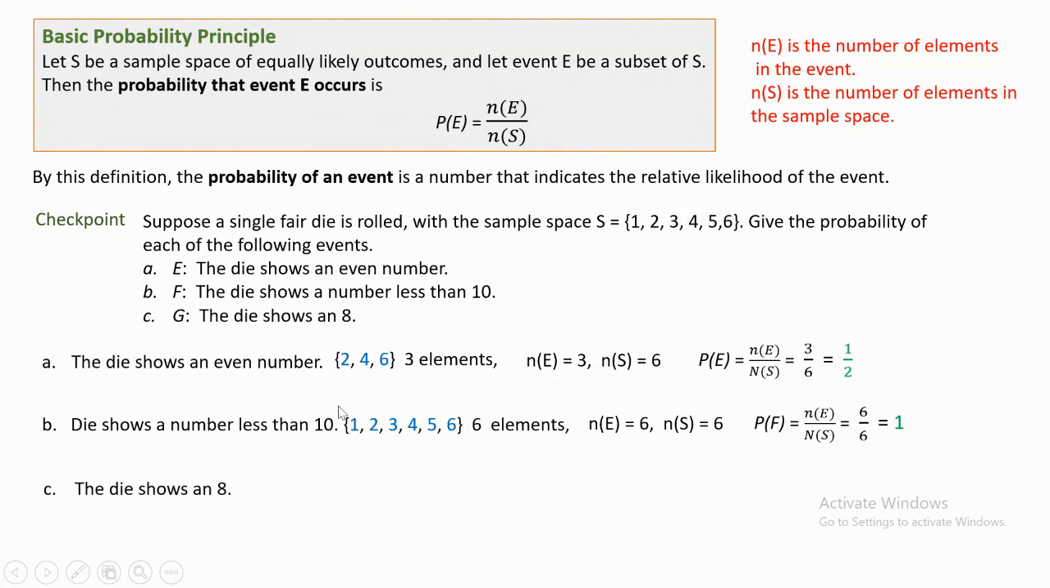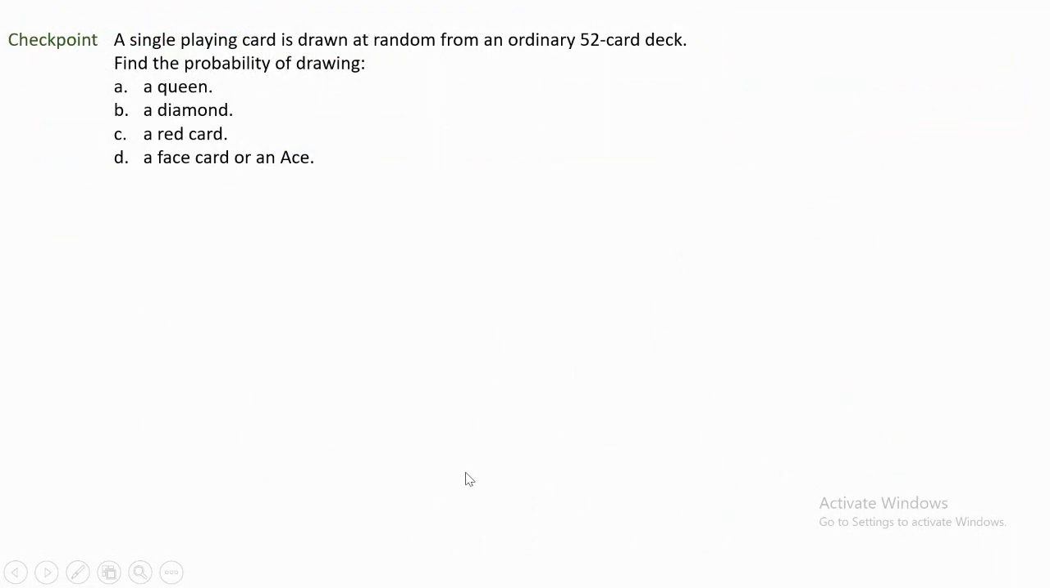For C, the die shows an 8. There's no element that shows an 8, right? So it's going to be 0 elements. So it's going to be 0 over 6, which would be 0. There's no way it can be an 8.